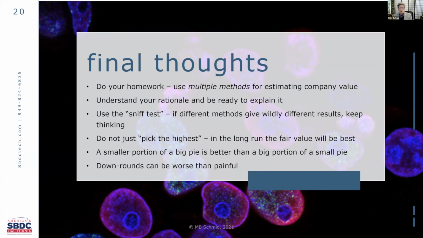As you're doing this, especially as you use multiple methods, which I encourage, use the sniff test in the sense that if different methods give you wildly different results, you need to keep thinking. Are you more like the high one? Can you justify that? Or are you more like the lower or average valuation? Don't just pick the highest. Having a high valuation early on is not in your best interest. In the long run, the fair value will be best. And don't ever forget, a small portion of a big pie is way better than a big portion of a small pie.